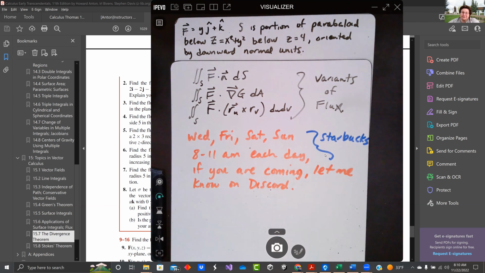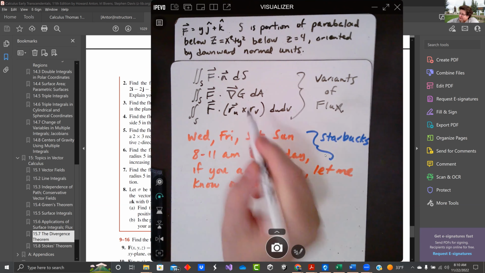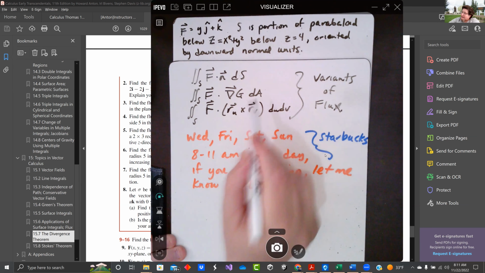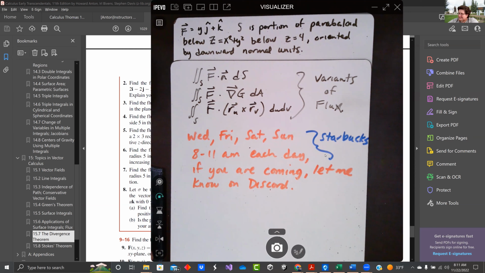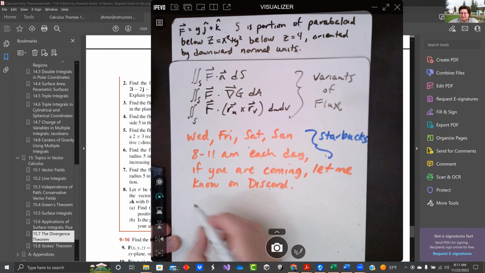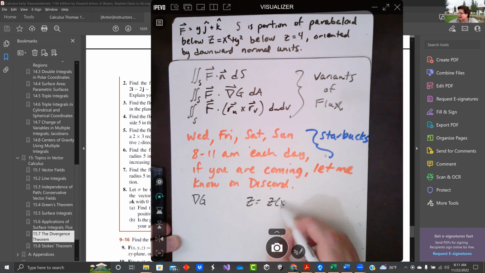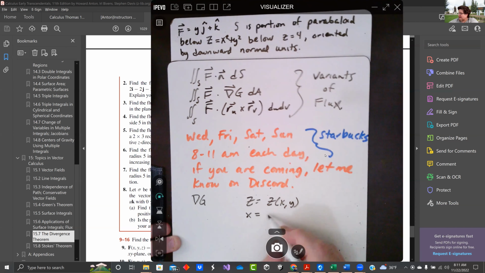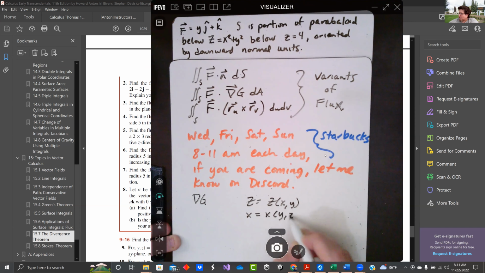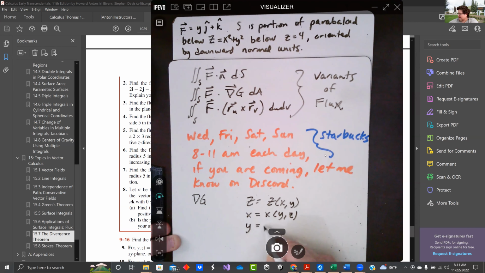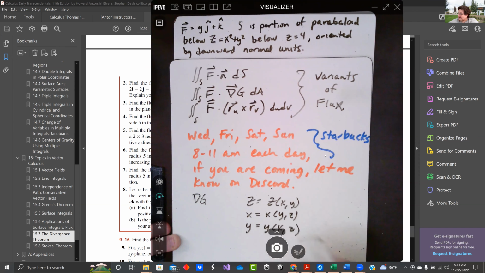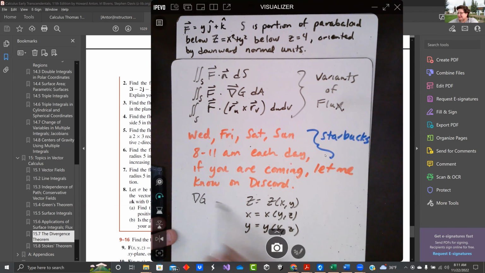F dot N dS kind of covers them all, because the gradient of G and r_u cross r_v fall under the category of N. But it's sometimes easier to remember them when you see the different forms. If we have Z as a function of X, Y, or X is a function of Y, Z, or Y is a function of X, Z, those are the times to use the gradient of G.